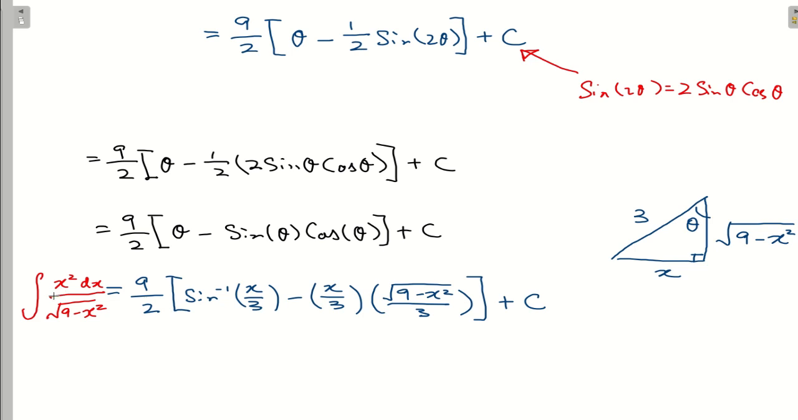Finally, we have the integration of x squared over the square root of 9 minus x squared dx is equal to 9 over 2 times the arcsine of x over 3 minus x over 3 times the square root of 9 minus x squared over 3. And don't forget the plus C, the constant.